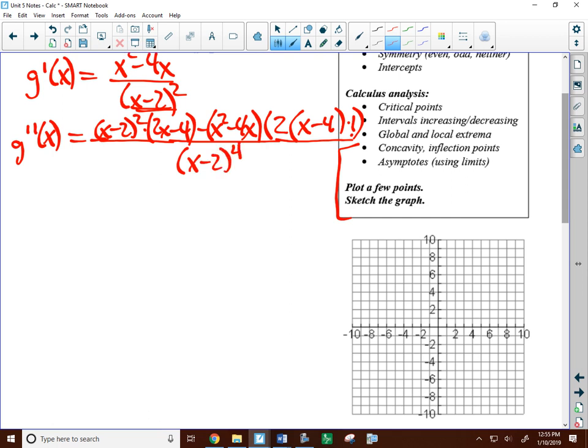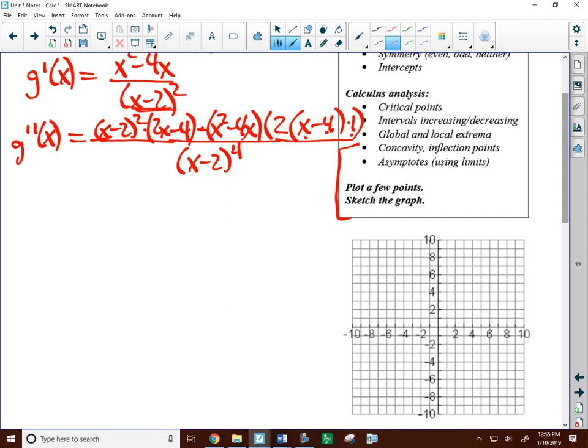I'm doing quotient rule. Low d high minus high d low over low squared. Unless you were studious and decided to do it on your own. Thank you, Adam, for checking my work on that word. And then I had to do the derivative of the low, I had to do a chain rule. Bring the 2 down, but keep this as the g, subtract 1, derivative of this is the 1.